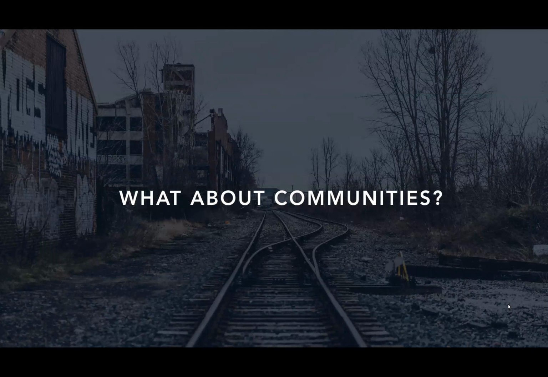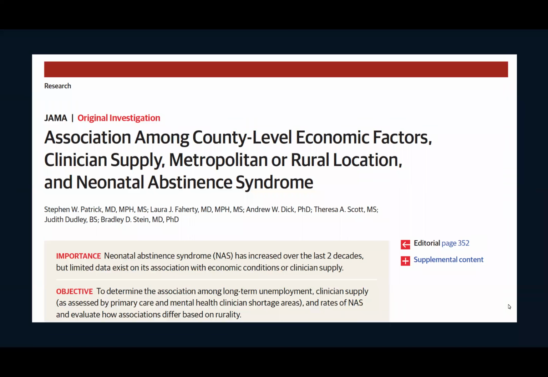So what about communities? I'm going to go through this a little bit quickly. One of the things we've been thinking about, it's really evident when you encounter families in our NICU, that this isn't just about the substances, it's about what's going on in the community. Many moms have long history of trauma and abuse, and we wanted to understand what was going on in the community. What role did long-term economic downturns have, for example? What role did lack of ability to access mental health care?